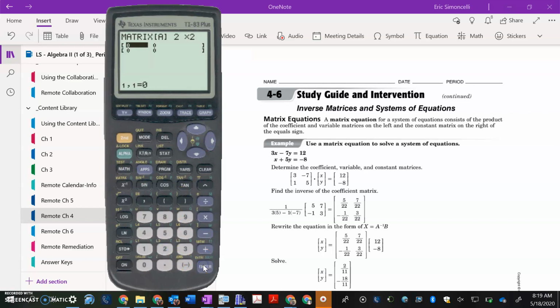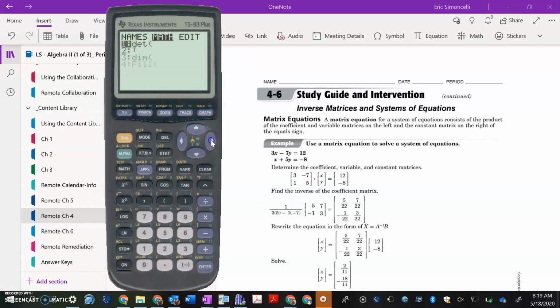And let's type in our values of 3, -7, 1, and then 5. Now, simply those values, again, represent matrix A on the left side of our matrix equation right here, the coefficient matrix. Second quit, I always quit, and then I go back into the matrix.